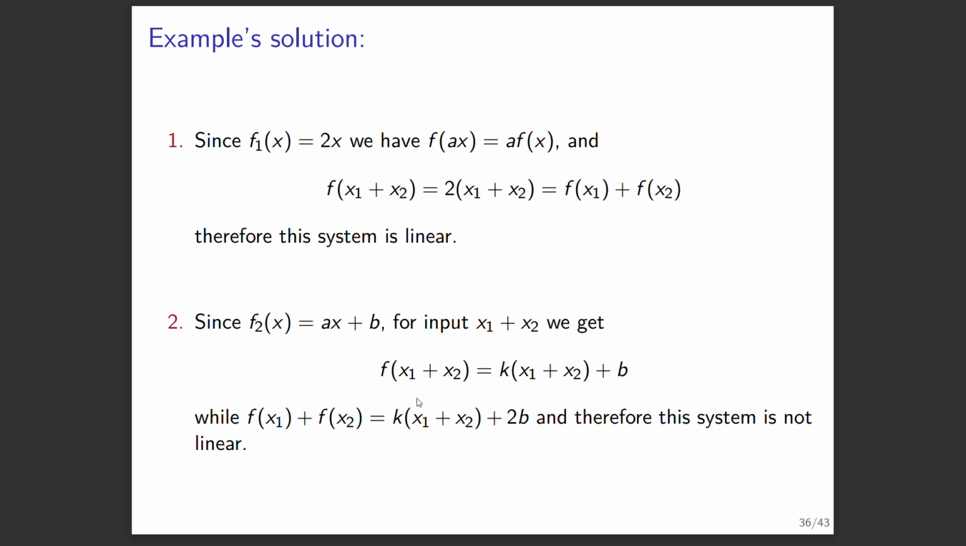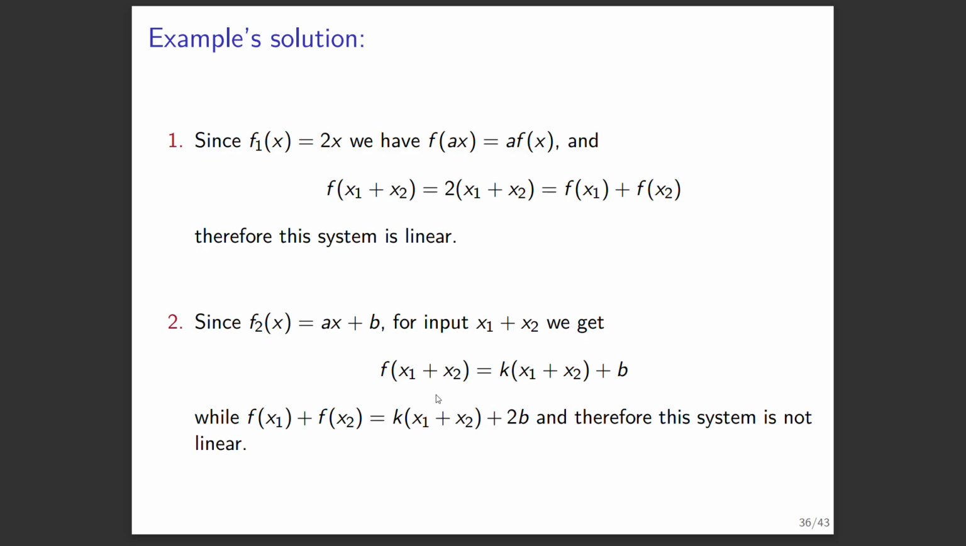Well, let's see if it's a homogeneous system. f of x1 plus x2 would be a times x1 plus x2 plus b, which then I can multiply. It's going to be kx1 plus kx2 plus b. But the problem is that it's not going to be equal to f of x1 plus f of x2.